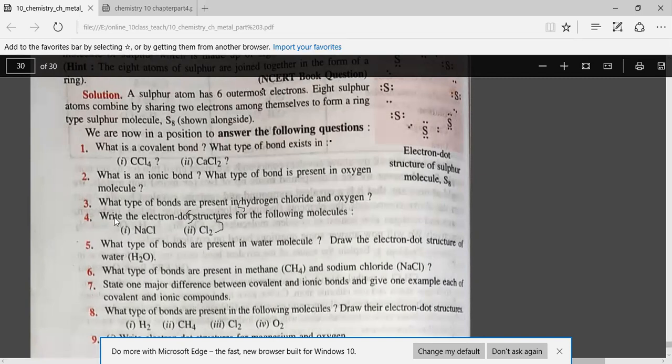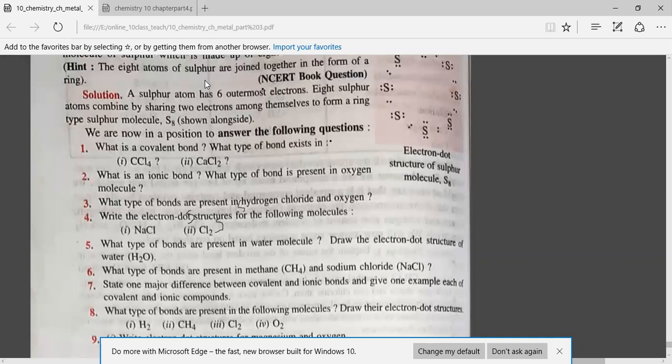Fourth, write the electron dot structure for the following molecules. You have to try this question and send the solution. This fourth question you have to try.